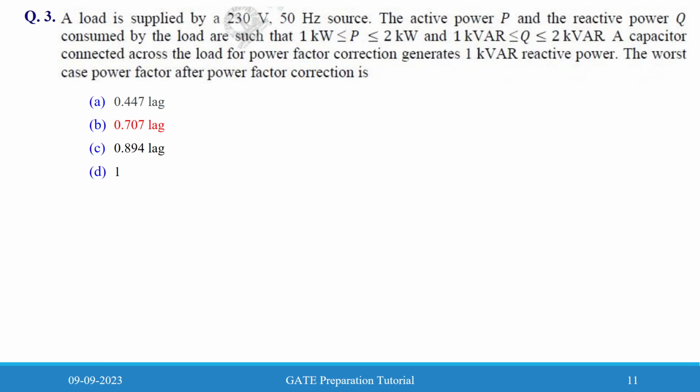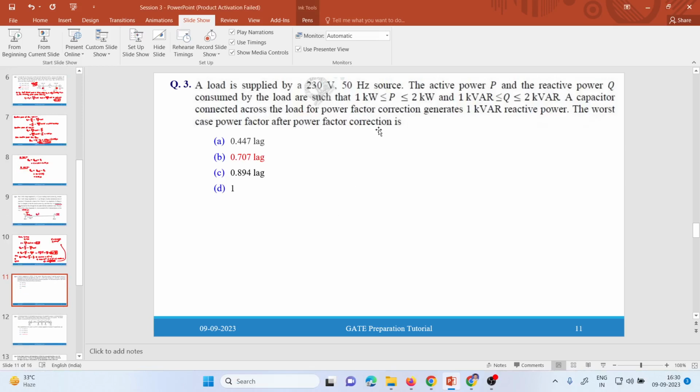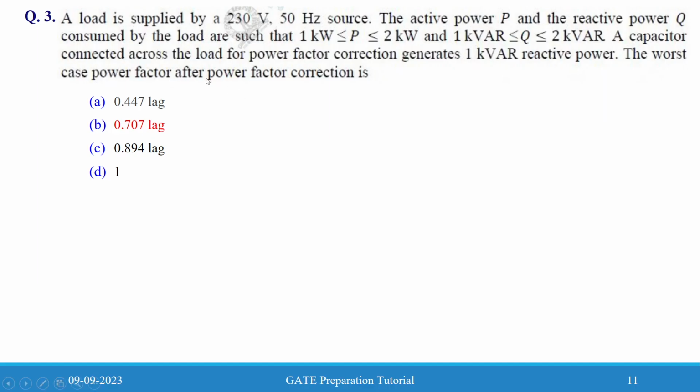The third problem is that a load is supplied by a 230 volt 50 hertz source. The active power P and the reactive power Q consumed by the load are such that the limit for the active power is between 1 kilowatt and 2 kilowatt, and for the reactive power it is between 1 kVAR and 2 kVAR. A capacitor connected across the load for power factor correction generates 1 kVAR reactive power. The worst case power factor after power factor correction is?